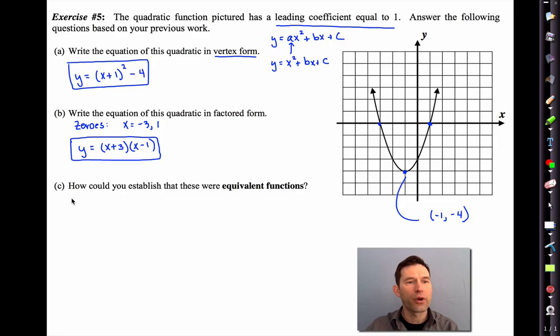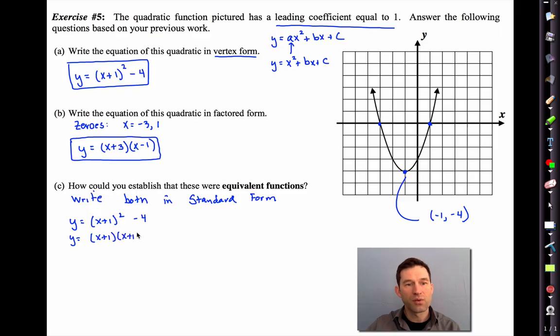And what we're going to do is write both of them in standard form. And if they both look the same in standard form, then they are the same. All right, so let's take this guy, y equals x plus 1 quantity squared minus 4. To write this in standard form, we'll actually have to multiply this binomial out, x plus 1 times x plus 1 minus 4.